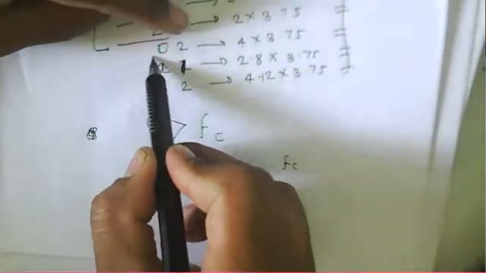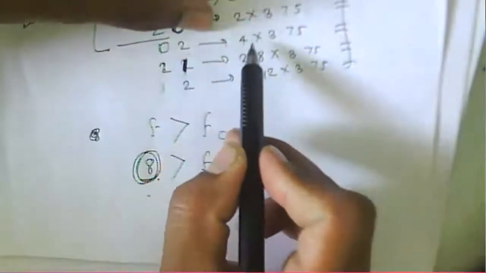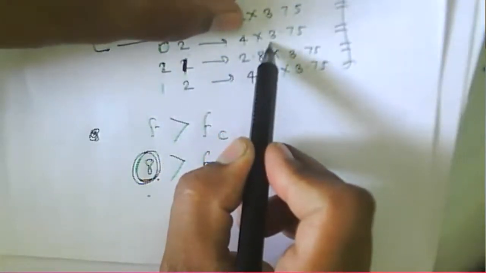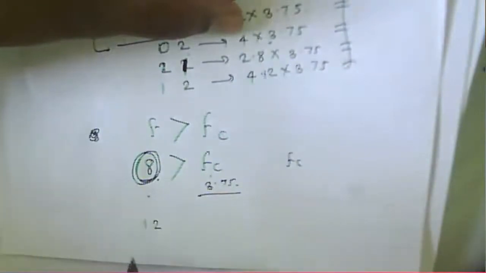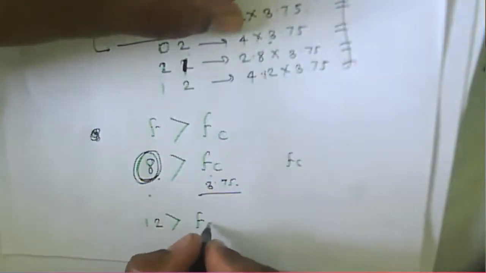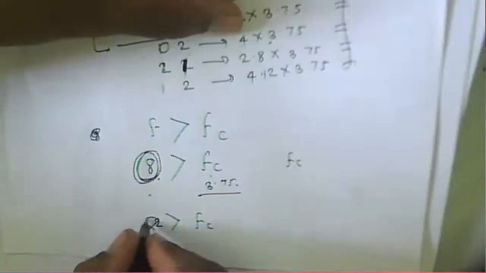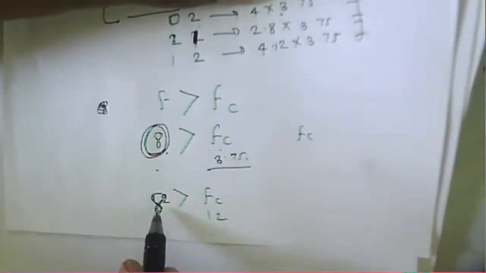But if we consider the 0 2 mode, for example, 4 into 3, approximately 12 gigahertz. So now what happened? Your cutoff frequency here is 12 gigahertz and the signal is 8 gigahertz. 8 is not greater than FC; 8 is less than FC. So your signal will not propagate through this, because the mode has a cutoff frequency higher than the signal frequency.